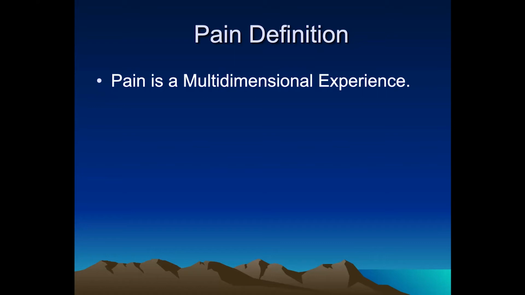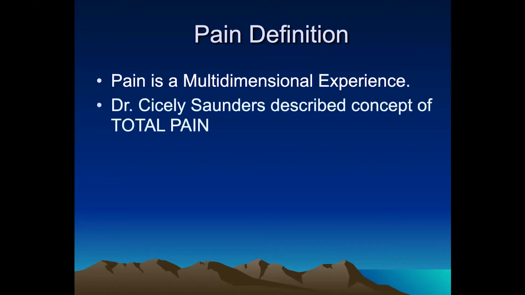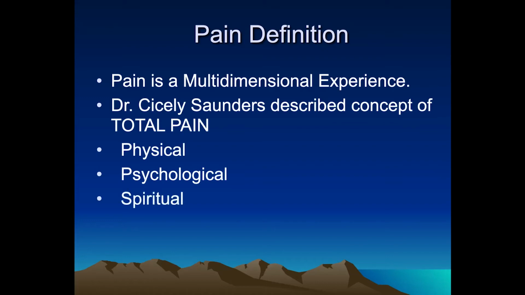Pain and suffering: pain is less than suffering. There is also psychological pain. Total pain is a concept with physical pain, psychological pain, and the meaning. Psychological meaning can be bad, so there is depression and anxiety. Then there is spiritual pain, and it's not just religion.